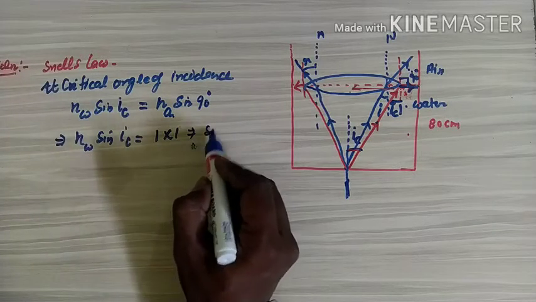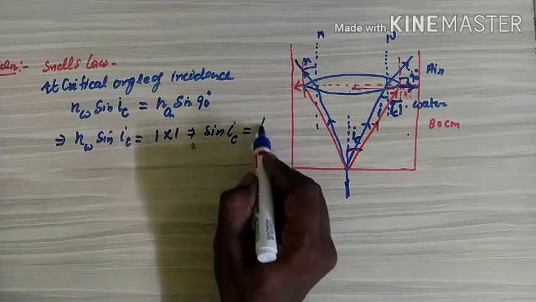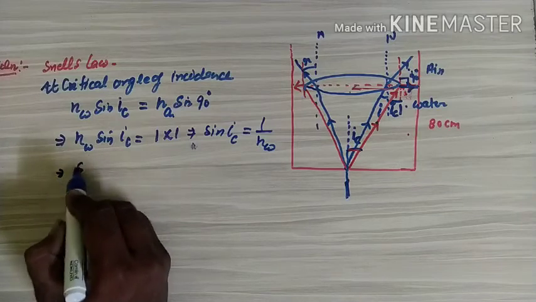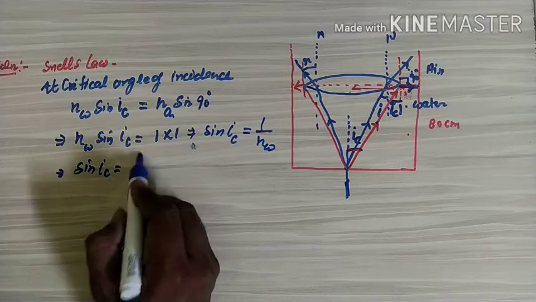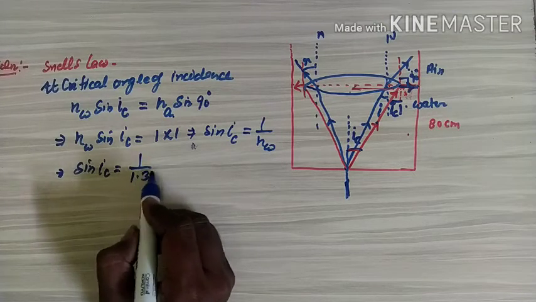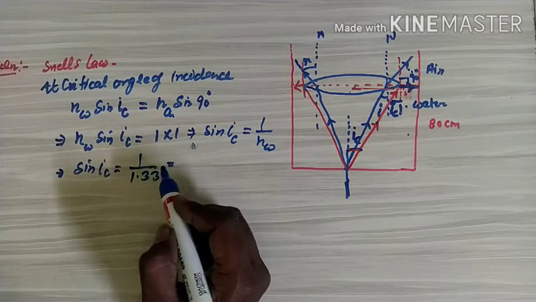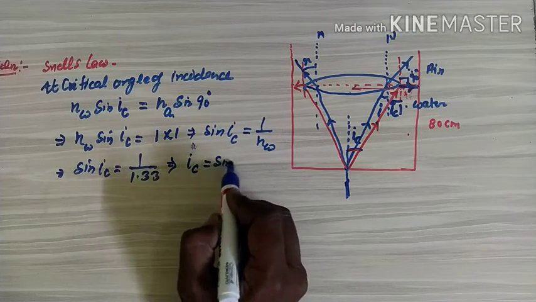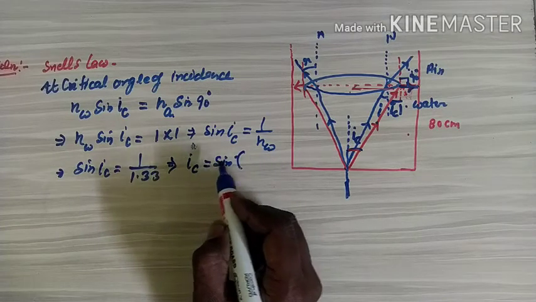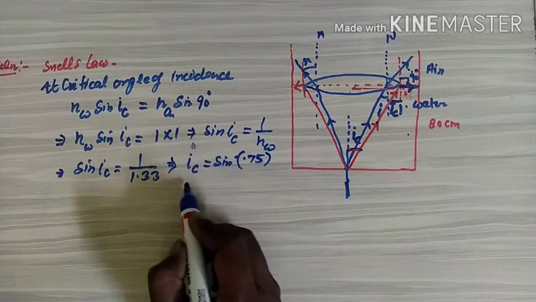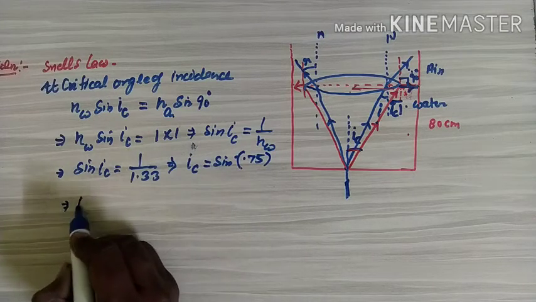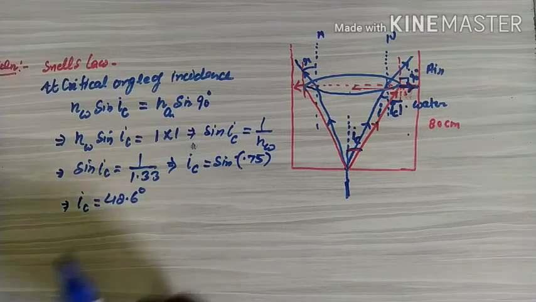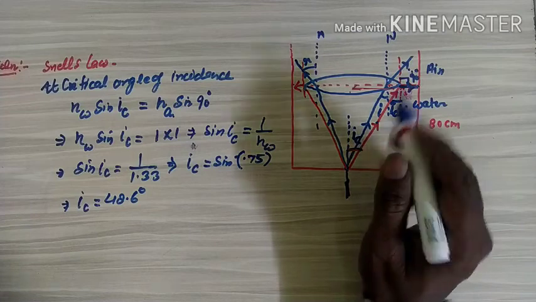You find sin iC is equal to 1 upon the refractive index of water. The refractive index of water is given, students, then sin iC is equal to 1 upon 1.33. So you solve that, you find the critical angle as sin inverse 0.75, students, then iC is 48.6 degree. So students, this angle you find, then we apply trigonometry.